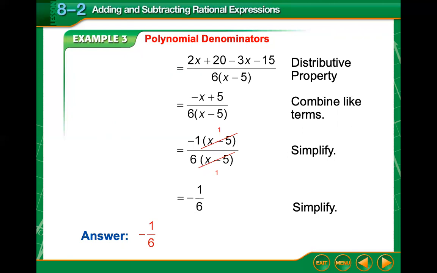So sometimes when we simplify, or when we add or subtract rational expressions with polynomials, we do get an actual number for our answer.